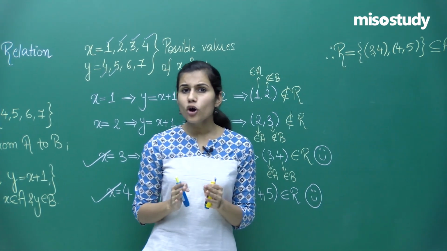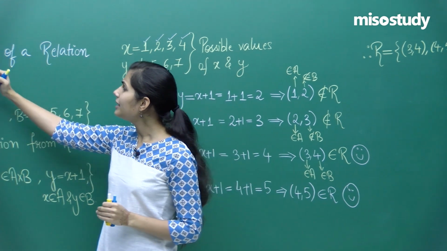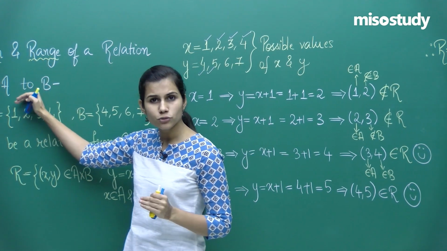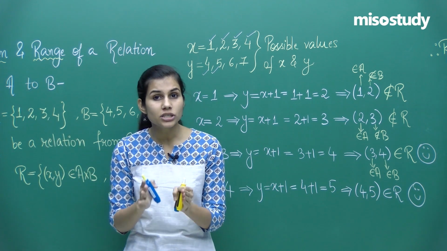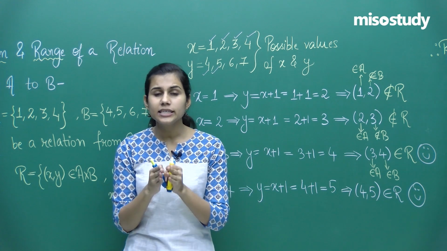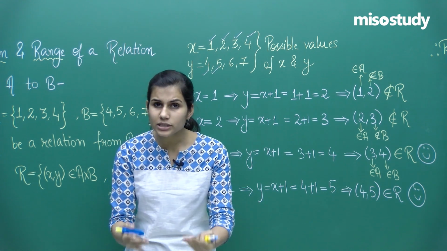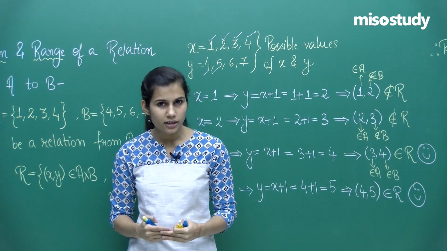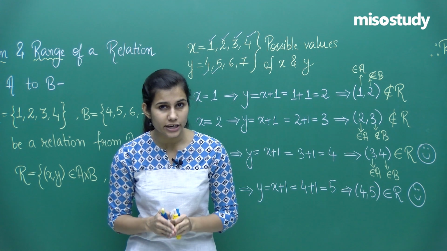In the concept of the domain and range, which is the domain and range of a relation from A to B, it is always advisable to work with relations in the roster form. In the last two lectures, we discussed the different techniques and ways in which you can represent a relation from A to B. Out of them, the first method was the roster form representation.